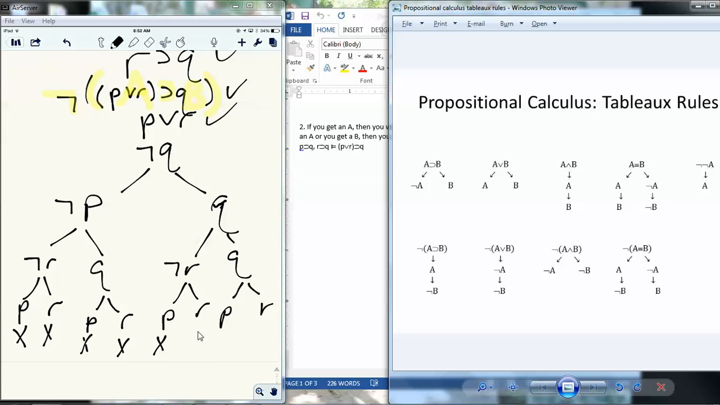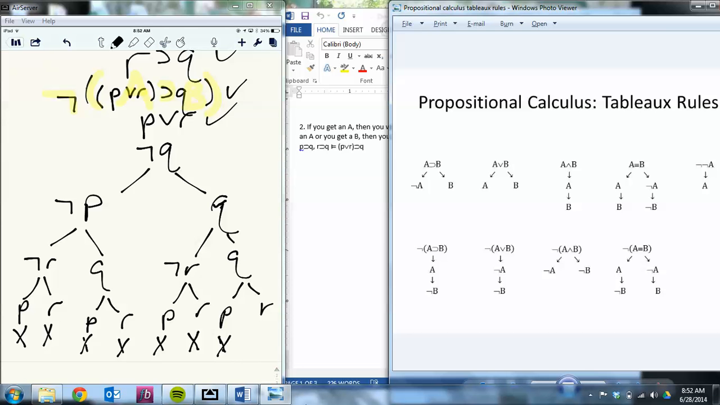R and not R contradict. No contradiction to P, but Q contradicts not Q, so this one has a contradiction. No contradictions with R, but Q contradicts not Q, so this one has a contradiction. So they're all X'd out. So again, this one is valid.